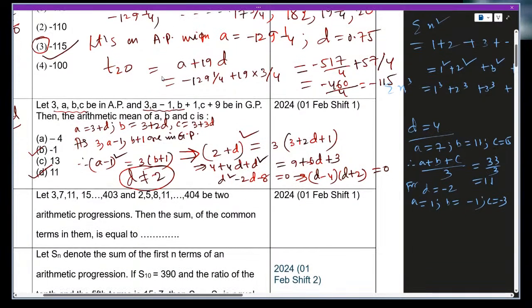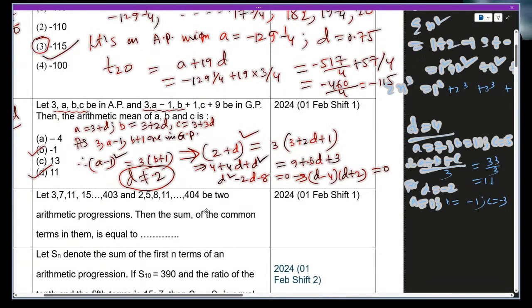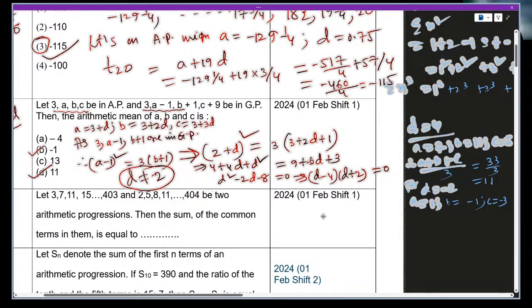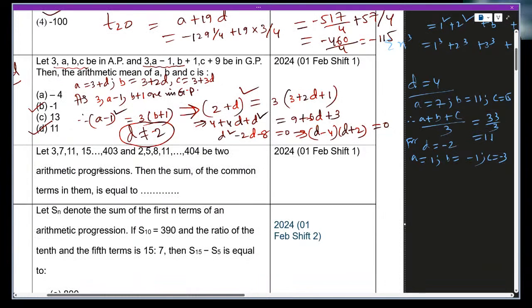Not possible. And this I have seen in other years also, this kind of question, asking a problem on the common term. Okay. So just go through the sum. Find the sum of the common terms in them. This we have to find. 3, 7, 11, this came in 2024, 1st February shift 1. These are two arithmetic progressions. The sum of the common terms in them is equal to what?